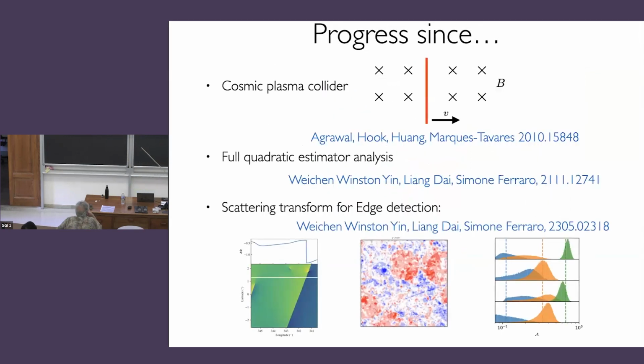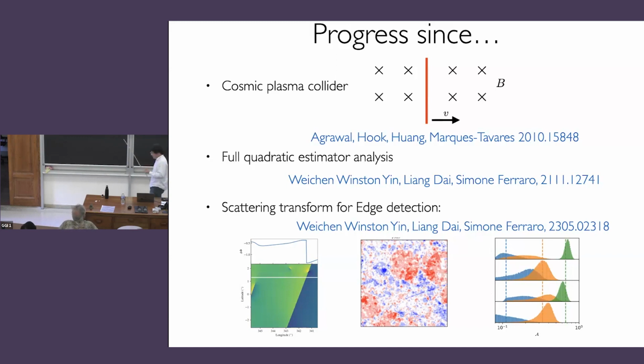Since our paper, there have been many interesting follow-ups, and I just want to highlight the last two, which were done by Liang and Simone's group in Berkeley, where they studied searches for these objects with more sophisticated cosmological analysis. In this paper, they ran a quadratic estimator analysis, and they basically confirmed the projections that we made. And in this paper, they took on the challenge to look for single individual strings.